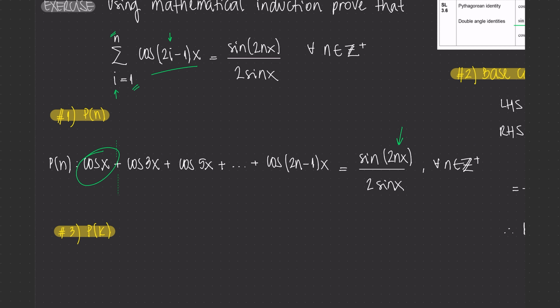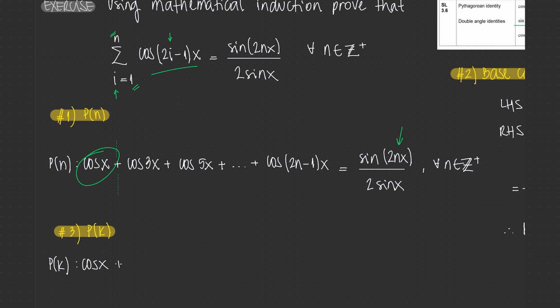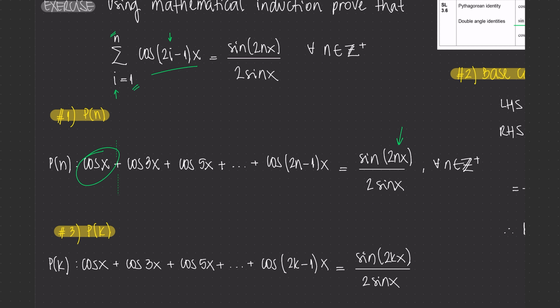Now we're done. Now for P of k, we're going to take this, which is P of n, and we're going to replace every n that we see by k, and we're going to add a little sentence in the end. That's going to be our inductive hypothesis. So cosine of x plus cosine of 3x, cosine of 5x, all the way up to cosine of (2k minus 1)x. We're going to assume that this is equal to sine of 2kx over 2 sine of x. You're going to write that we're assuming that this is true for some positive integer k.